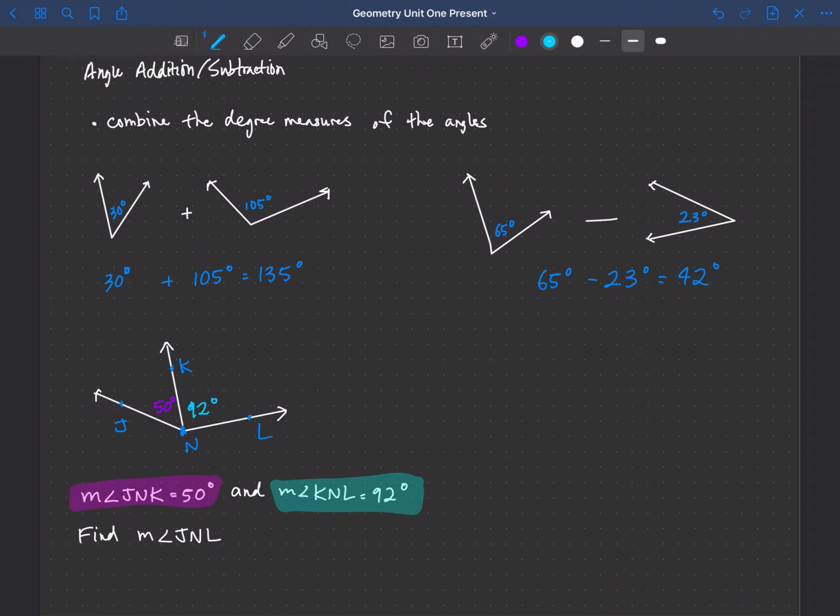Right? Let's look at the angle that we want to find. So J and L, if I were to trace that out, is actually just the two angles combined together. So what we're going to do is add the two angles together to get our final answer. So 50 plus 92. If you use a calculator, or if you can do that mentally, you would get 142 degrees. Okay, so measurement of angle JNL equals 142 degrees.